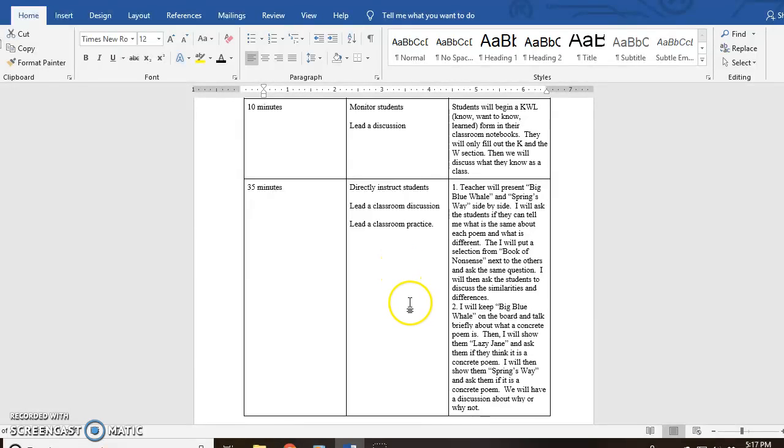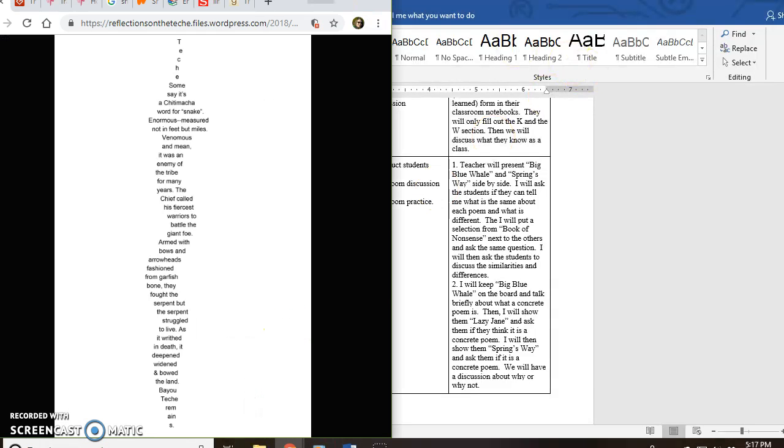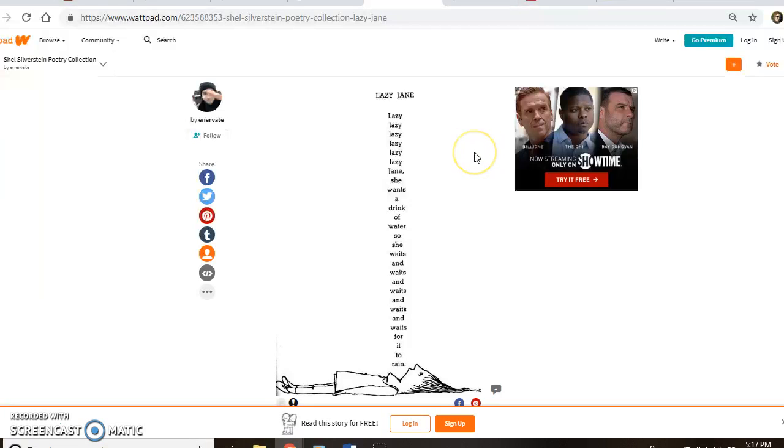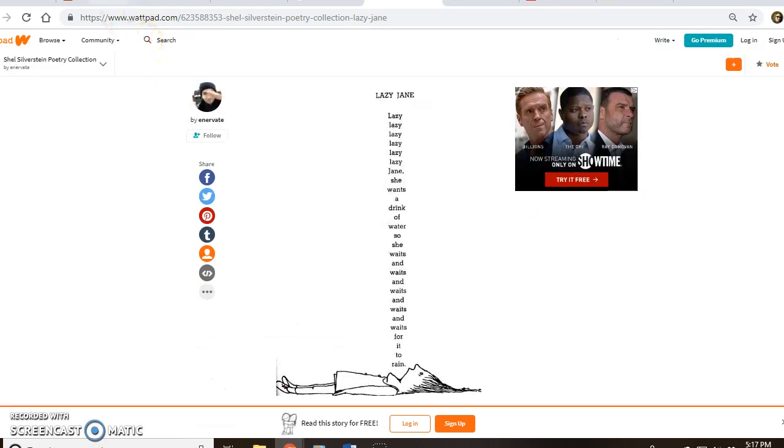Okay, so then I would show them Lazy Jane, which is also a concrete poem. And this is by Shel Silverstein. And it's just written in the shape of what the poem is saying. So then, okay, find Spring's Way.